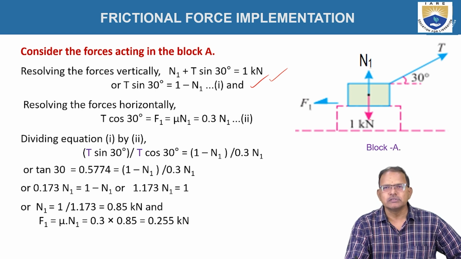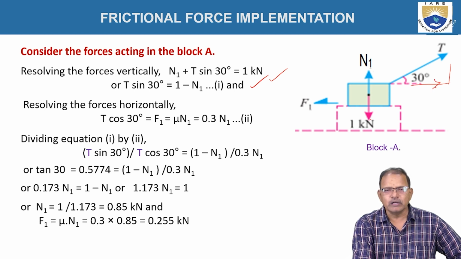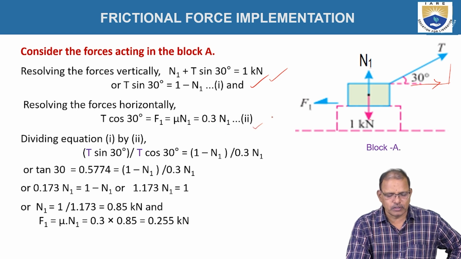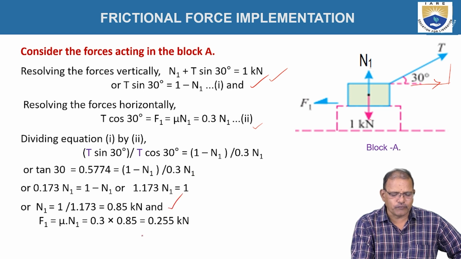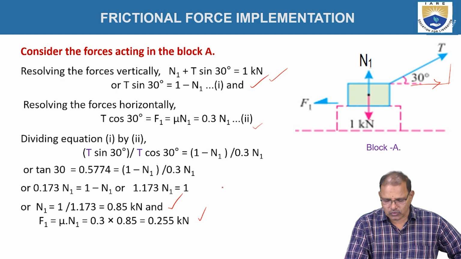Similarly, resolve the forces horizontally. We get T cos 30 is equal to F1. F1 is equal to mu into N1, which is equal to 0.3 into N1. By solving equations number 1 and 2, we get N1 is equal to 0.285 kilonewtons and F1 is equal to mu N1, which is equal to 0.255 kilonewtons.